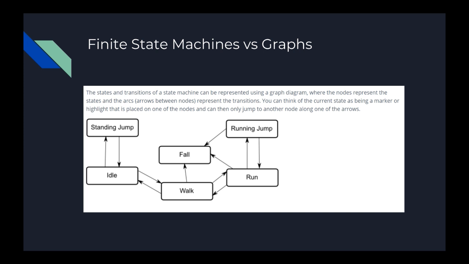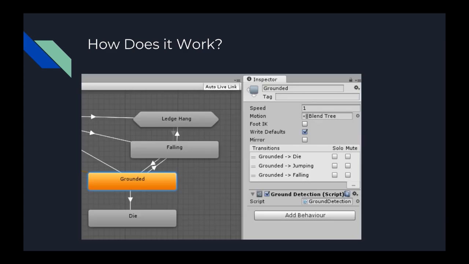And then, like this says, the states and transitions of a state machine can be represented using a graph diagram where the nodes represent the states and the arcs, or the arrows between the nodes, represent the transitions. You can think of the current state as being a marker or highlight that is placed on one of the nodes and then can only jump to another node along one of the arrows.